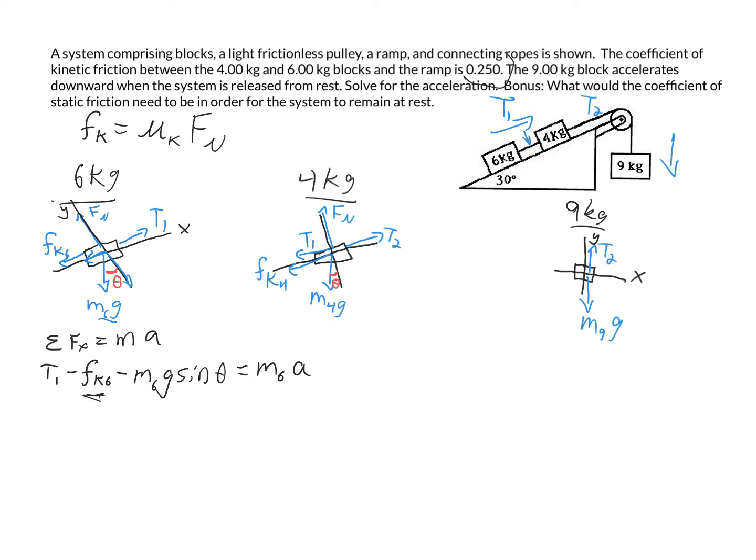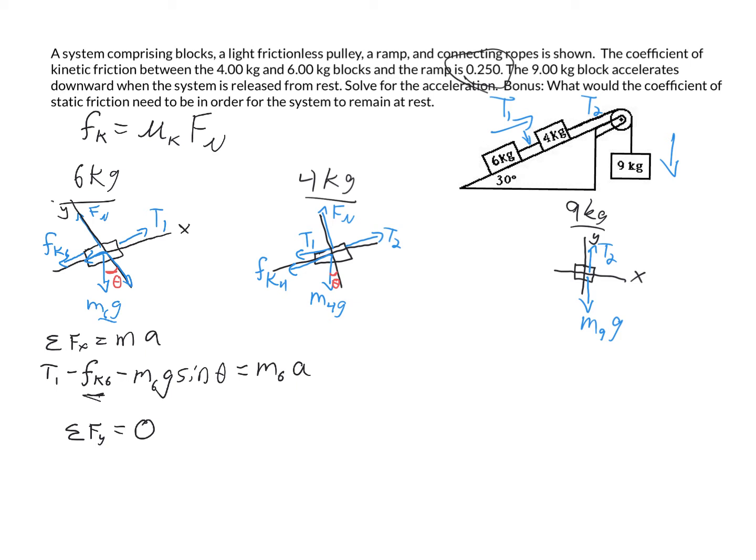The coefficient of kinetic friction is given, so that's just a value that we have. And the normal force then, we have to look at the y direction to find the normal force. So if we do sum of the forces in the y direction, you would set those equal to 0 since it's not accelerating in the y direction.